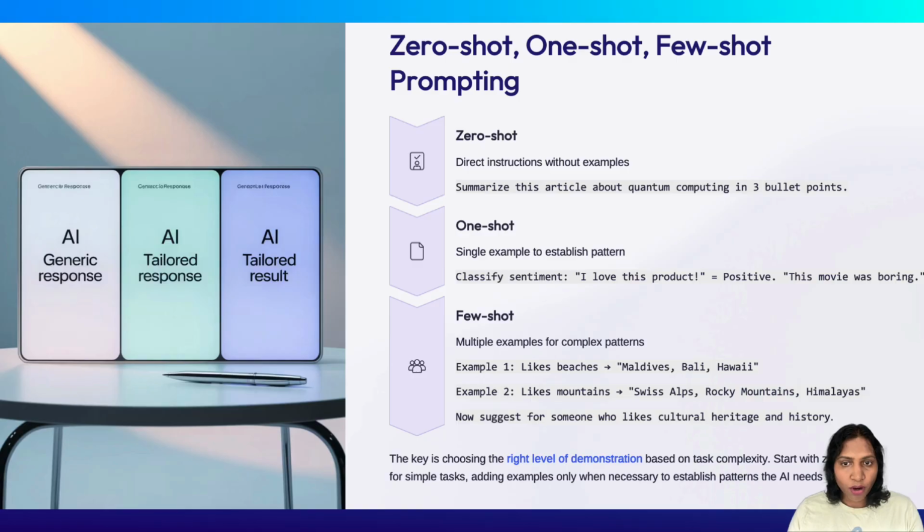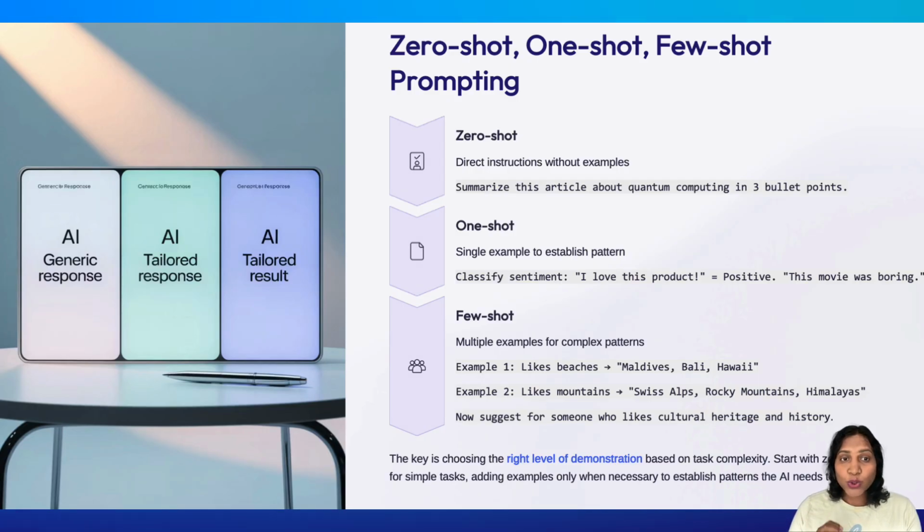Few shot prompting gives multiple examples to teach the AI more complex patterns. Look at this example: if somebody likes beaches, you can provide suggestions like Maldives, Bali, or Hawaii. Or if somebody likes mountains, like the Swiss Alps, the Rockies, or the Himalayas. If you have not been to the Himalayas, I've been there, it's beautiful, you should visit. Okay, so this is very useful for tasks like suggesting travel destinations or interests, etc.